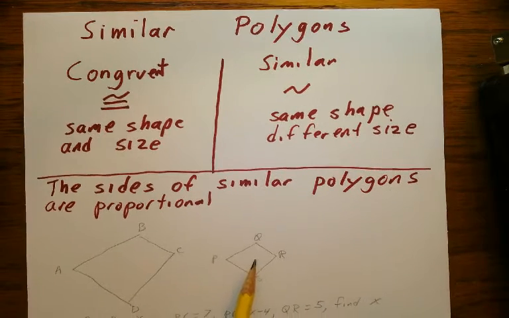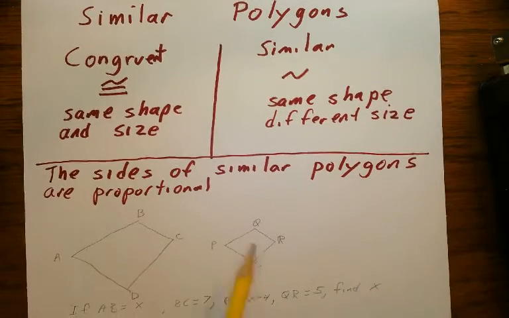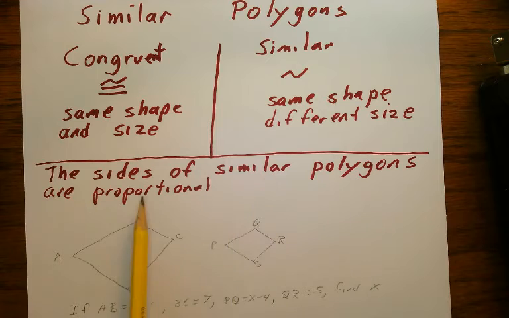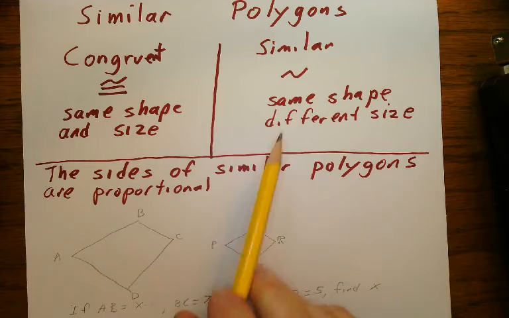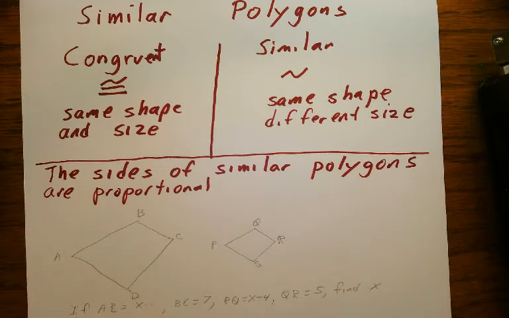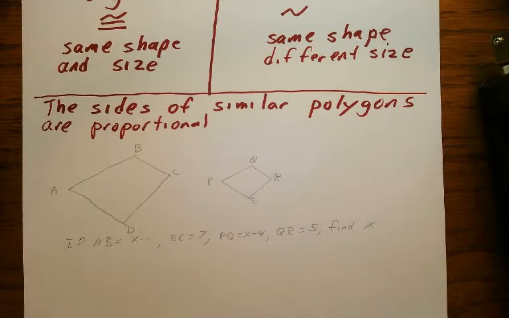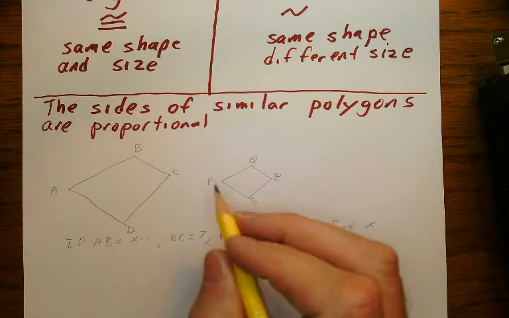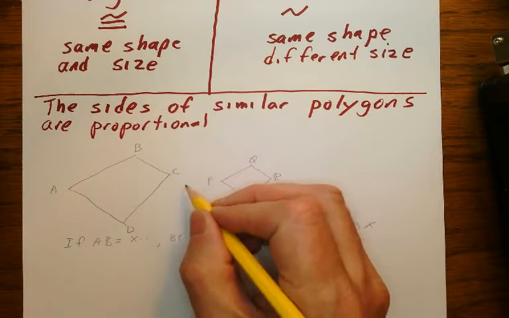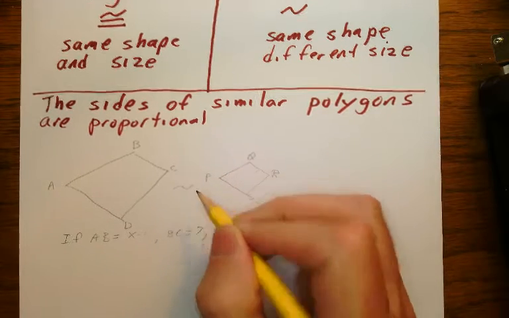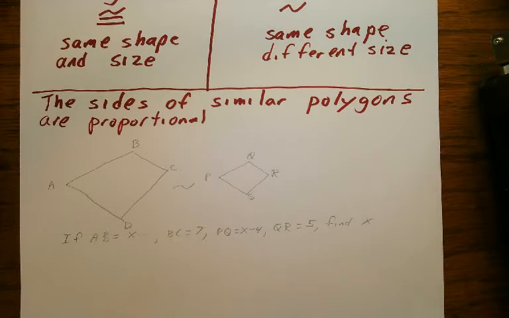The key fact we want you to know today is that the sides of similar polygons are proportional. Whenever you're doing a math problem and you see similar or the symbol for similar, you know you're going to be setting up a proportion. So let's look at these two quadrilaterals. I drew them as close as I could to being similar, but let's actually put in the symbol between the two, stating that they are similar.